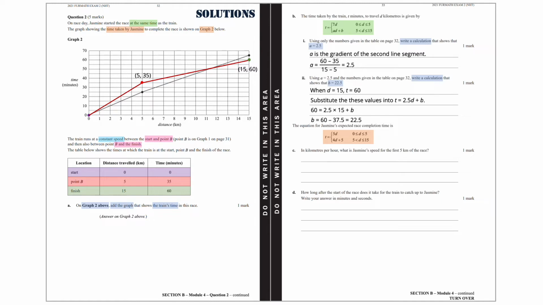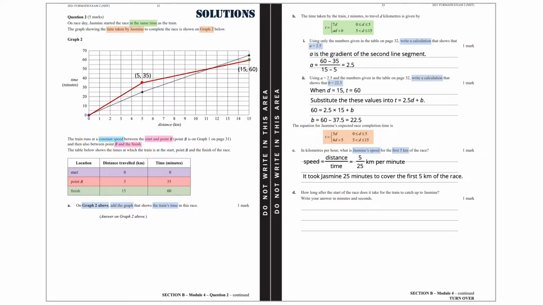Part C. In kilometers per hour, what is Jasmine's speed for the first 5 kilometers of the race? We know that speed equals distance over time. It took Jasmine 25 minutes to cover the first 5 kilometers of the race. So the speed for this part of the race is 5 divided by 25 in kilometers per minute.